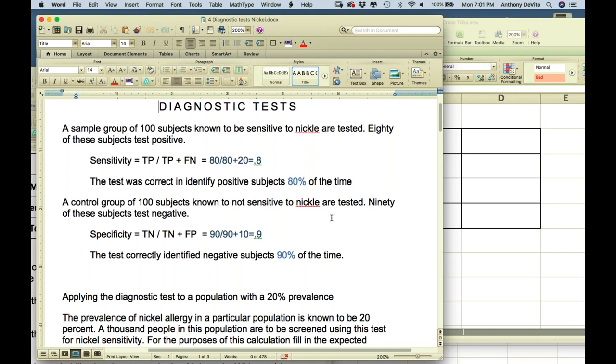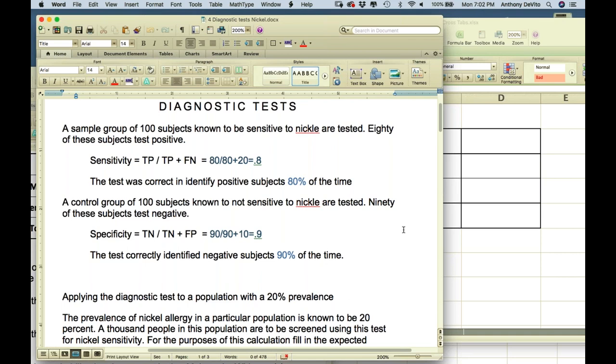Both of them have some downsides. If it's 80% effective at identifying people who have the disease, that means it's going to miss 20% of the people. And the specificity is 90%, which means 10% of the time it's going to identify people who don't have the disease as having the disease. So what do we call that? When it gets the test right and identifies someone who has the disease, that's a true positive. When it correctly identifies somebody who doesn't have the disease, that's a true negative. And if it gets it wrong, it's either a false positive or a false negative.